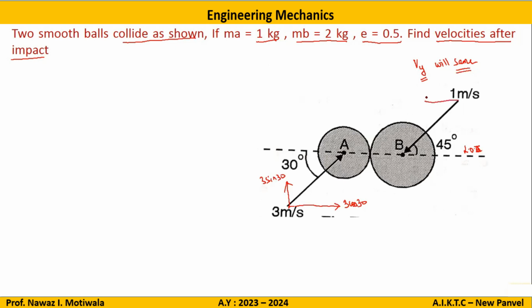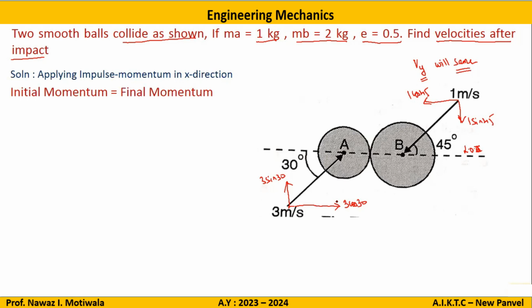Similarly here, we will resolve it because it is inclined. So this will be 1 sin 45 and this will be 1 cos 45. Now, as the velocities are in both direction, I have to apply impulse momentum equation in both direction. Let us start with impulse momentum in x direction. So I will write initial momentum is equal to final momentum, but remember that I am now applying impulse momentum in x direction. That means I will consider velocities only in x direction now.